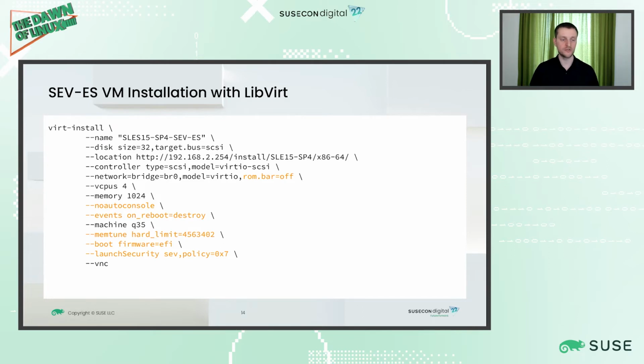We disable the auto console, and we disable reboot. That's important, especially for SEV-ES, because to be able to reboot, the hypervisor needs to reset the guest register state. With SEV-ES, the hypervisor can't do this because the hypervisor cannot access or modify the guest register state. So the hypervisor can't emulate a reboot for the guest.